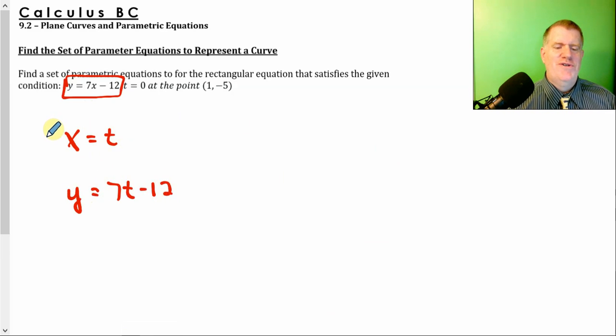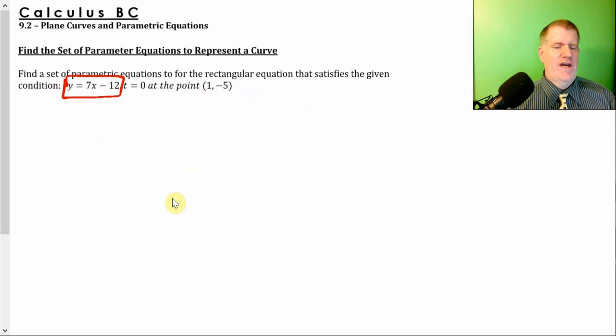Look, there's a parametric equation. Right? However, it does not satisfy this condition. If t equals 0, I get 0, -12. I need to get 1, -5. Darn it. Almost that easy, but I got to take into account this condition.